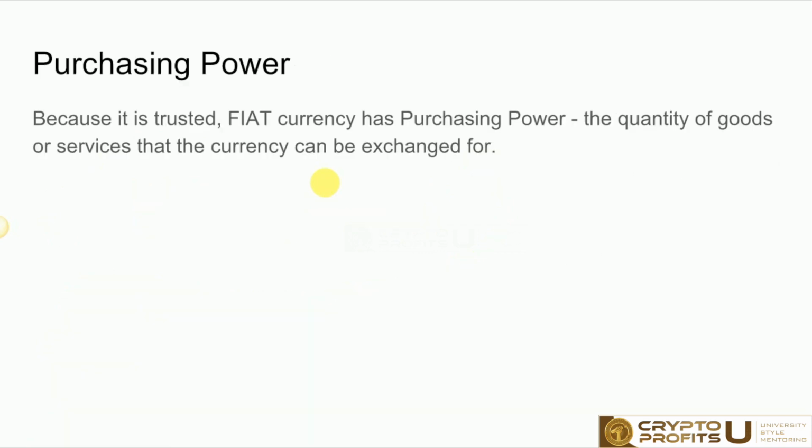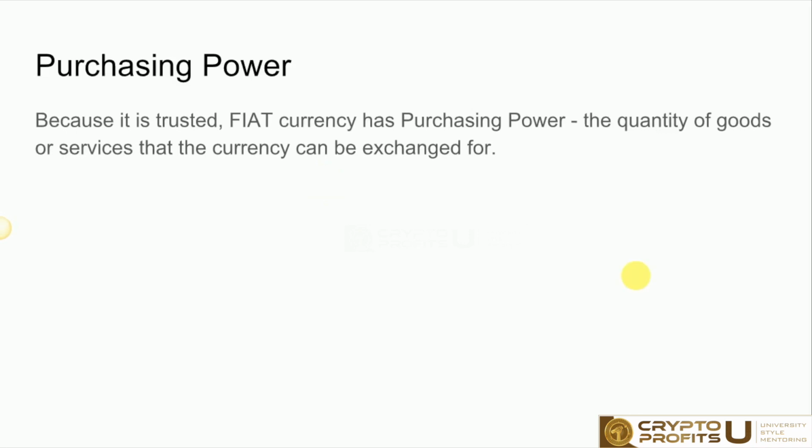This goes into purchasing power. So because fiat is trusted, fiat currency has purchasing power, and that's just the quantity of goods or services that the currency can be exchanged for. For example, a dollar bill will get you a hamburger at any fast food restaurant. But at one time, when the US dollar, this fiat currency, had more purchasing power, 1 USD might have gotten you 10 hamburgers. And this brings up some problems with fiat currency. You can see that purchasing power can change over time. And that gets us into our next slide.